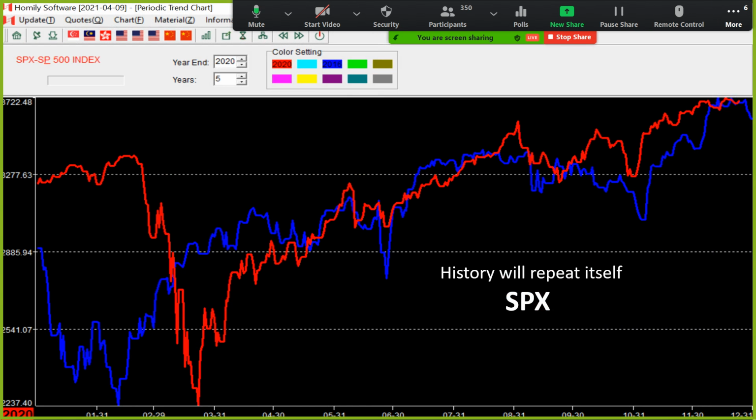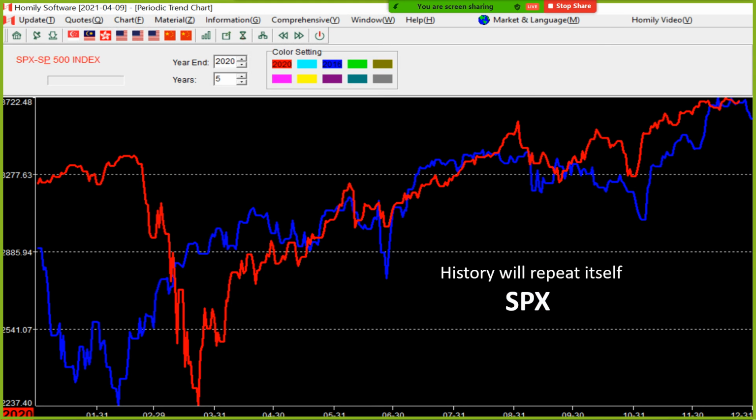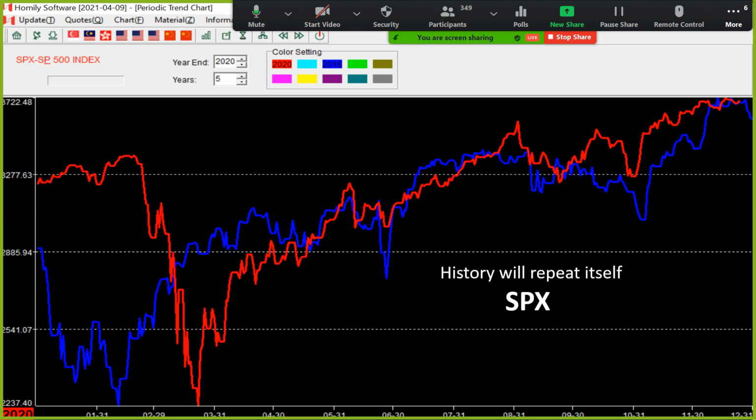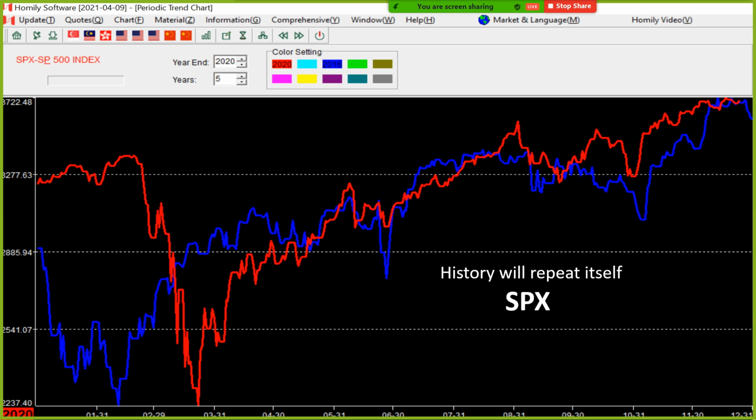Let us continue. This chart I already shared with you before. We can use our special function in Homely software to compare the 2 charts. The red line represents the year 2020. The blue line represents 2016. And until now, most parts are almost the same.